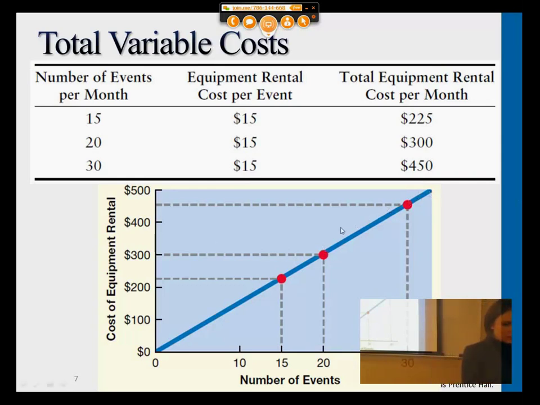Okay, so here is the line that represents my total variable costs. Do you see how it's going up? Once my number of events is increasing, my cost is also going up. Okay, and it's a straight line. So the relationship is a straight line, right?